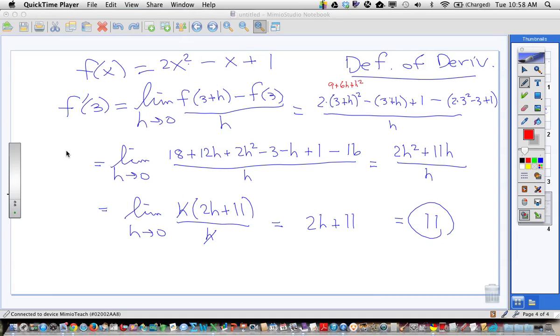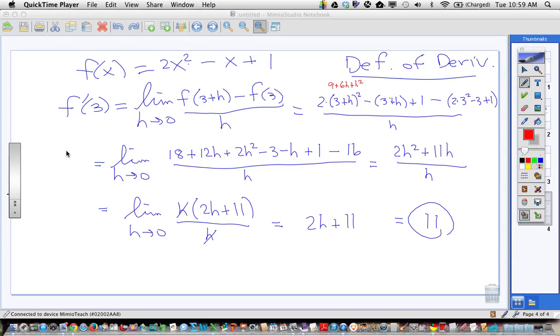Now, we do know our shortcuts now, so we can actually check this answer. F prime of 3, all we got to do is find F prime of X. This would be 4X minus 1, right? Derivative of that is 0, so 4X minus 1 is the derivative. Plug a 3 in: 12 minus 1. 11. So we should have known if we're right. You can at least know that, hey, I should get 11. So we could do the power rule.